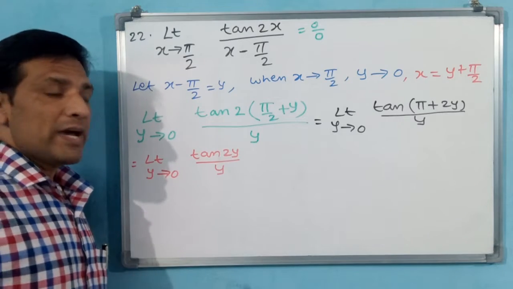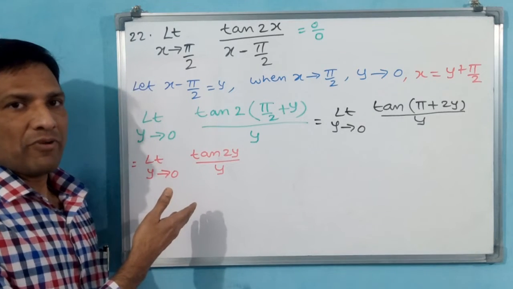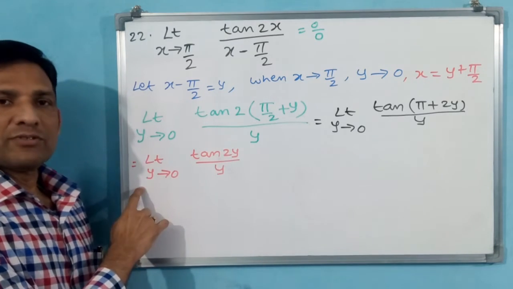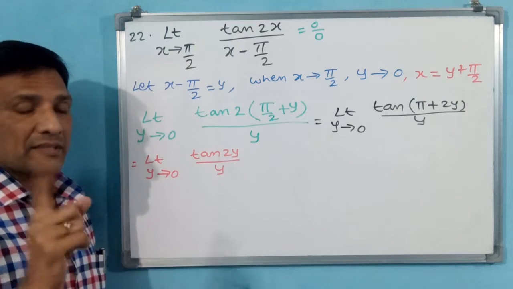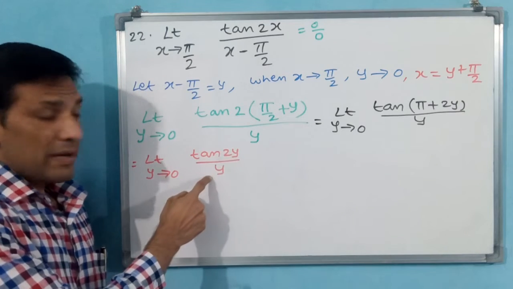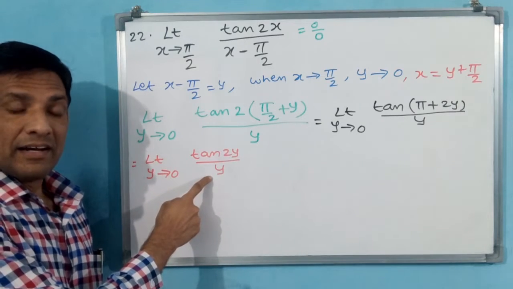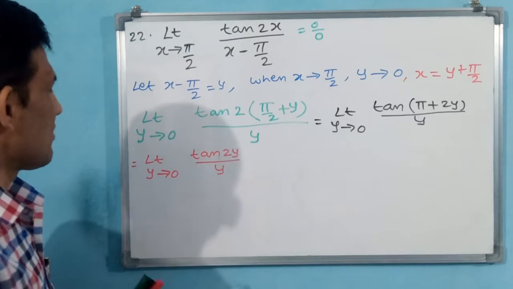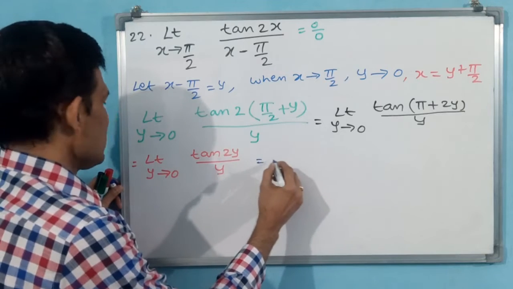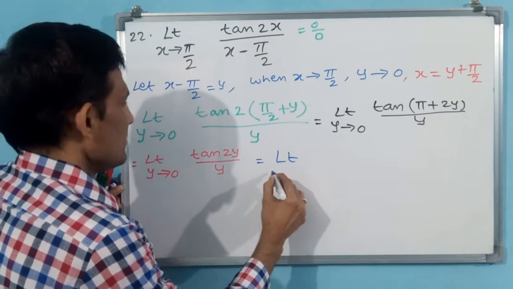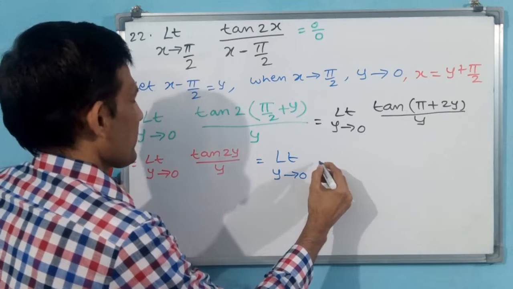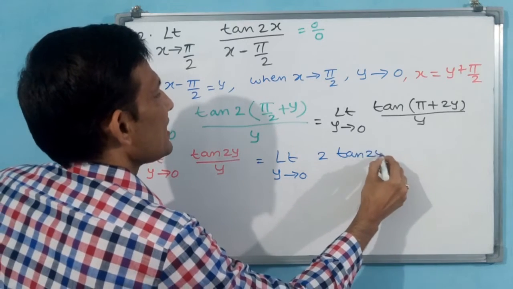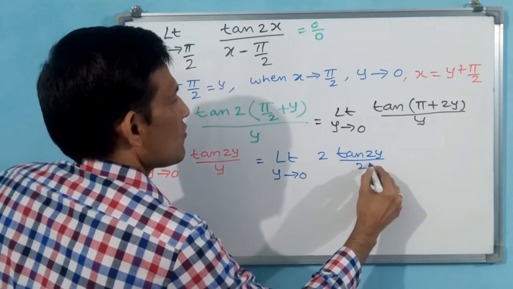See, now also you cannot directly solve this. Why? Because the limit as x tends to 0 of tan x by x is 1. But here tan 2y is there, but y is there, not 2y. Now what you have to do? You have to convert this. How to convert? You see what I am doing. You multiply with 2. That is equal to limit y tends to 0 of 2 tan 2y by 2y. Is it okay?